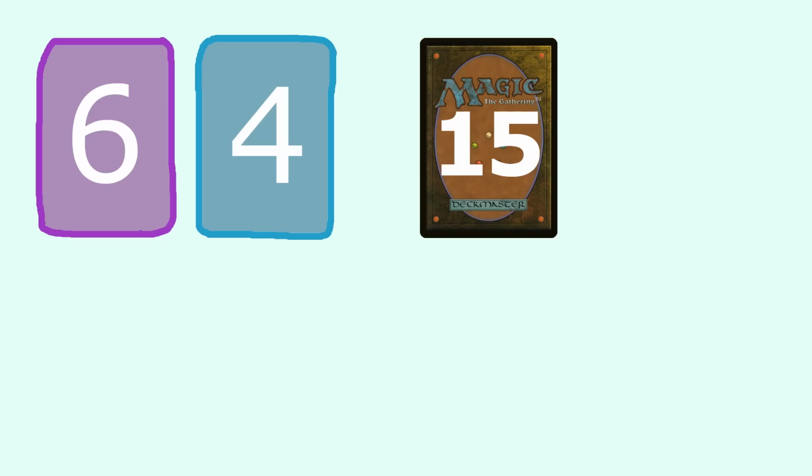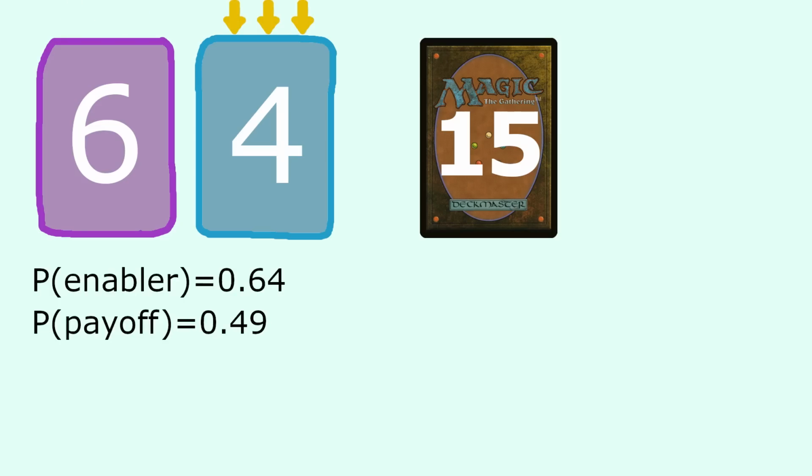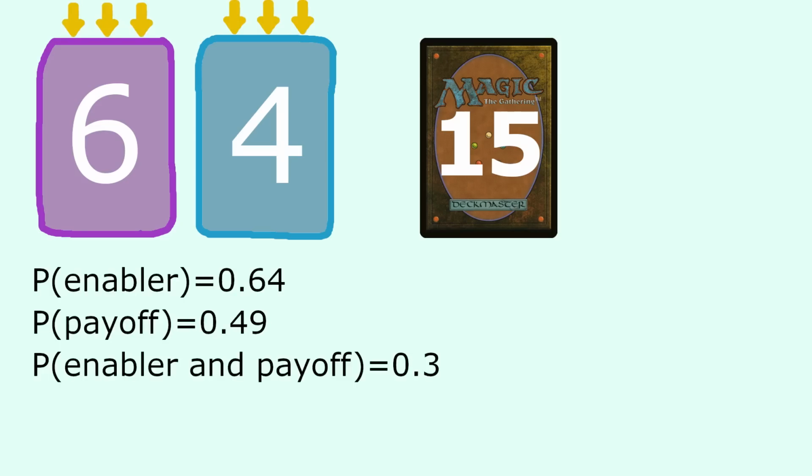Let's say you have a little micro package with 6 enabler cards and 4 payoff cards for a particular thing. What are the odds that these actually show up together in the top 15 cards of your library? The answer is probably lower than you think. There's a 64% chance you'll have one of the enablers, a 49% chance you'll have one of the payoffs, and a 30% chance you'll have both.